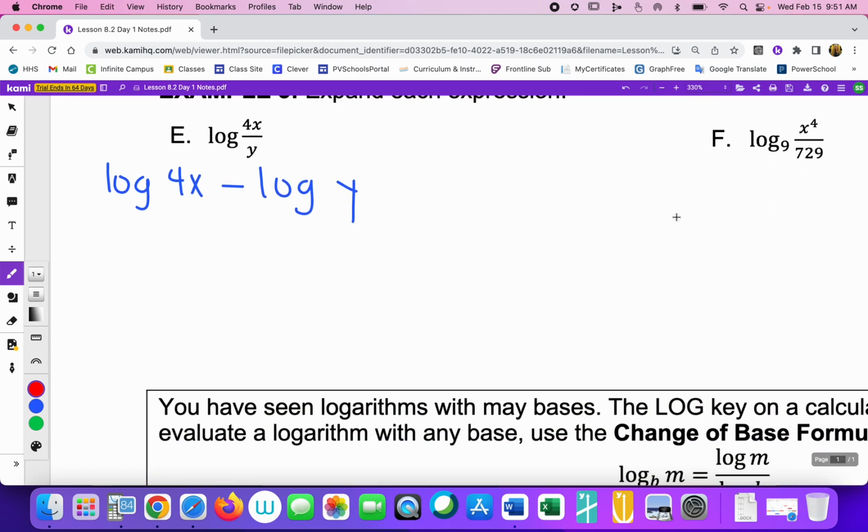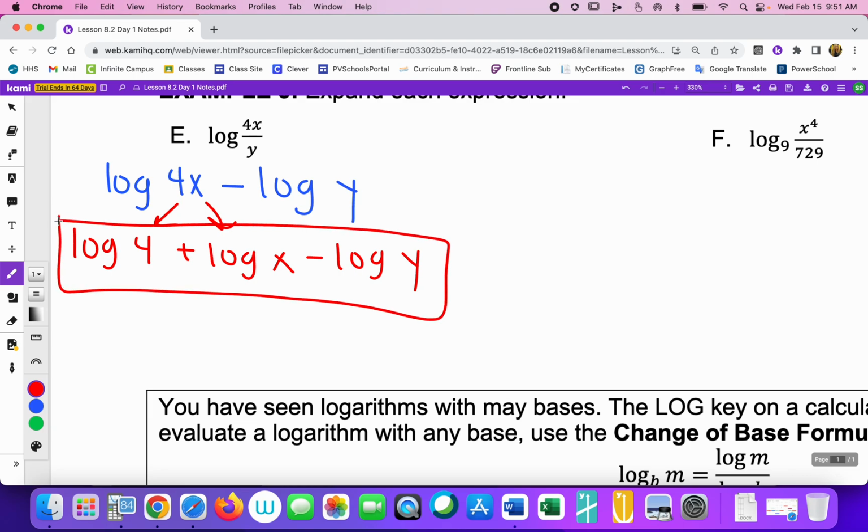So you have to expand until you can't anymore. So first you would have log 4 and then plus log x and then just tack on the minus log y. But you have to split up the fraction first before you do that. So you should only ever have one argument when you are expanding. You should only ever be one thing there. Okay. So this is our answer on that one. So you expand until you cannot expand any further.